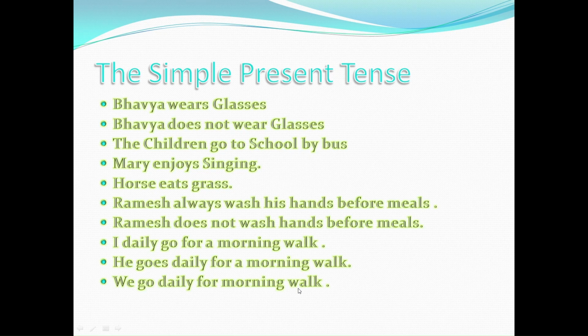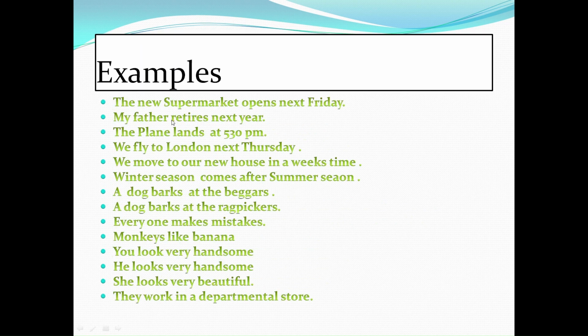So from these examples you will come to know one thing: if the subject is singular, then with the form of the verb s is attached. But if the subject is plural, for example the children, then with the form of the verb s won't be attached. So this thing is clear from this example. Now there are certain more examples. The new supermarket opens next Friday. Here once again the subject is singular, so s is being attached. Then, we fly to London next Thursday. Here the subject is plural, so we are not attaching s with the form of the verb. So this is one thing which is getting very clear from these examples.